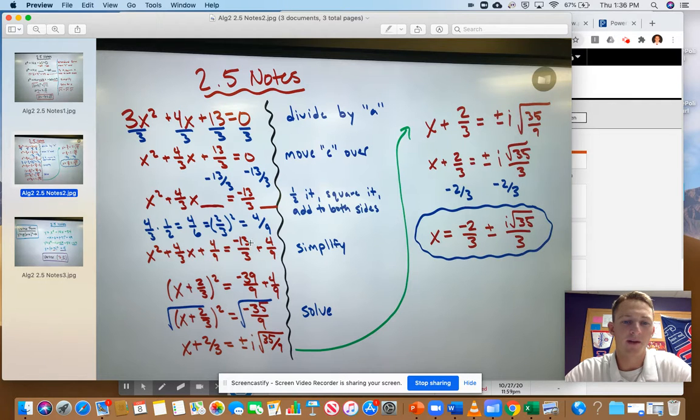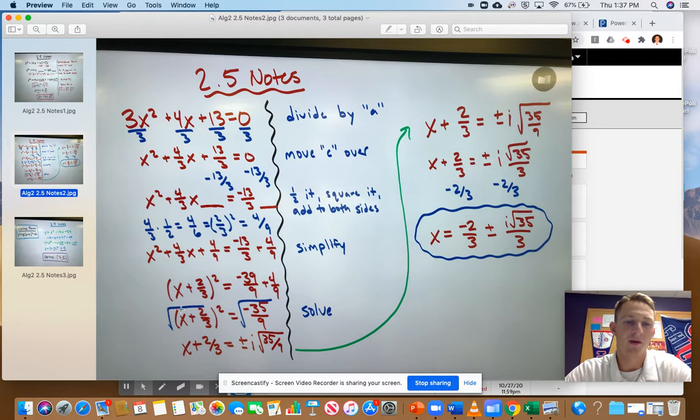We can't combine these two fractions right now because they have different denominators. So 3 times what equals 9? 3 times 3 equals 9. So let's multiply the top and bottom by 3. So now we have negative 39 over 9 plus 4 over 9. Same number on the bottom of the fraction, we can combine them. So we have x plus 2/3 squared equals negative 35 over 9. We got that from these two fractions right here.